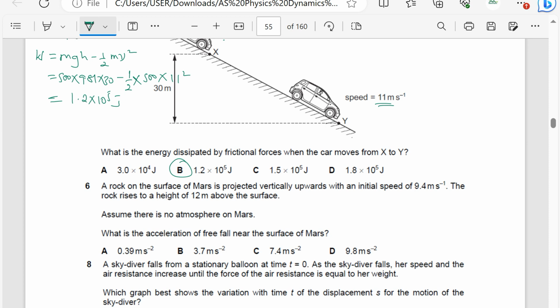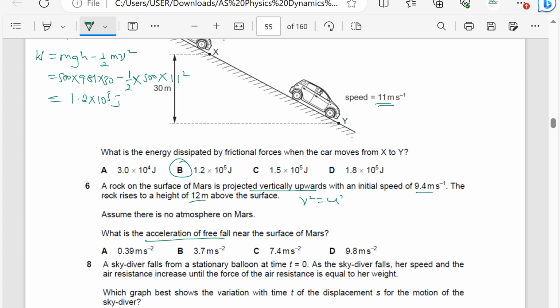A rock on the surface of Mars is projected vertically upwards with an initial velocity of 9.4 meters per second. The rock rises to a height of 12 meters above the surface. Assuming there is no atmosphere on Mars, that means there is no air resistance, what is the acceleration of free fall? So if it rises to a height of 12 meters, that is its maximum height, and at maximum height velocity is 0. If acceleration is constant, since there is no atmosphere on Mars, that means there is no air resistance, I'll use the equations of motion.